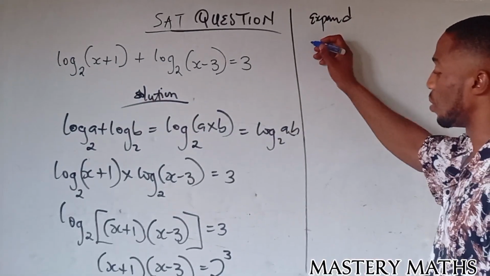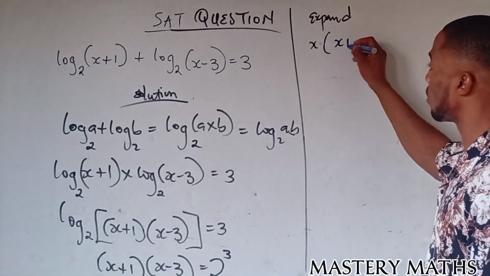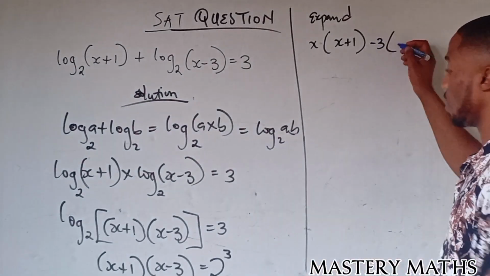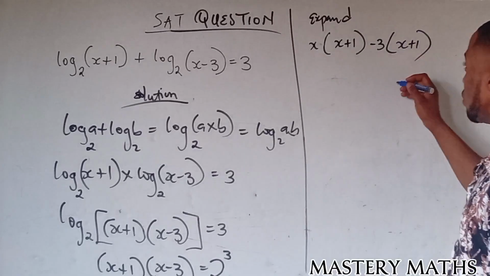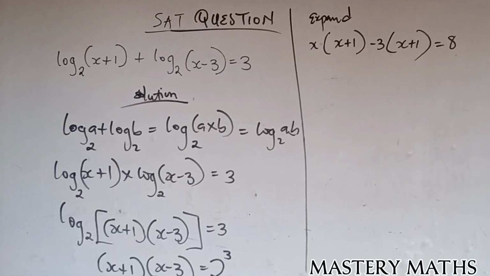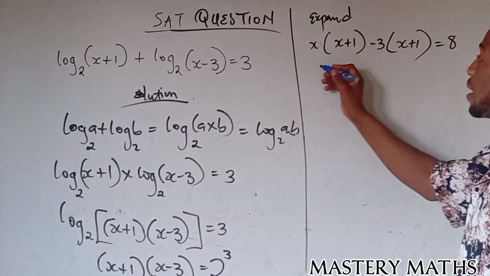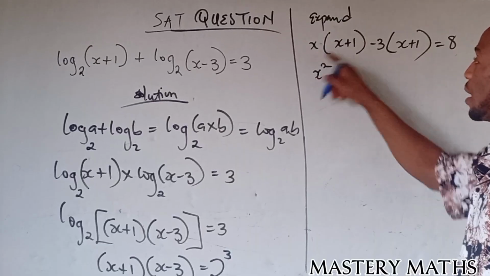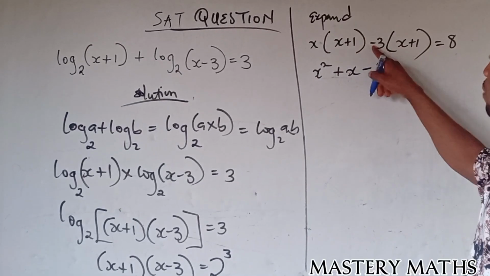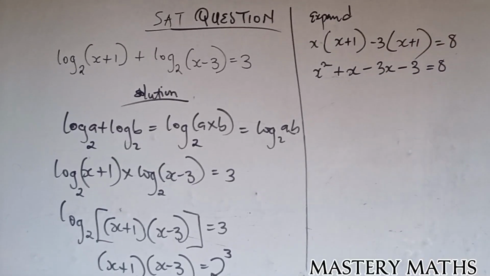So it becomes x, open the bracket, x plus 1, you close the bracket. The next is minus 3, you have your minus 3, x plus 1, you close the bracket, equal to your 8. Now what should you do? We multiply. x times x is x squared, plus x times 1 is x, minus 3 times x is 3x, minus times plus is minus, 3 times 1 is 3, equal to 8.